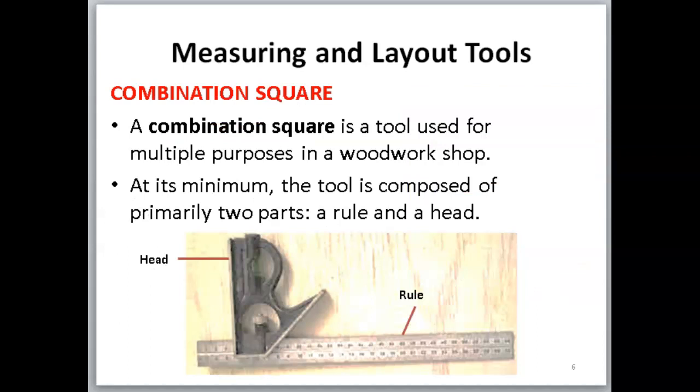A variation of the tri-square is what is known as a combination square. And so a combination square is a tool used to carry out multiple purposes in a woodwork shop. At its minimum, the tool is composed of primarily two parts, a rule and a head, as shown by the diagram.